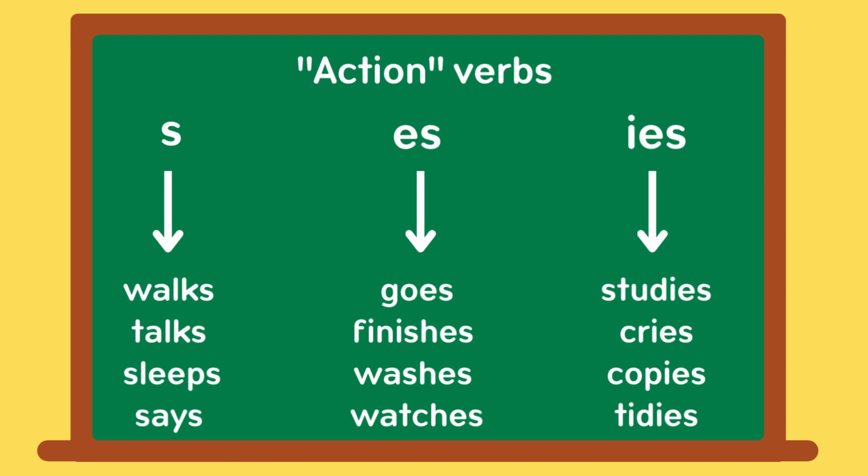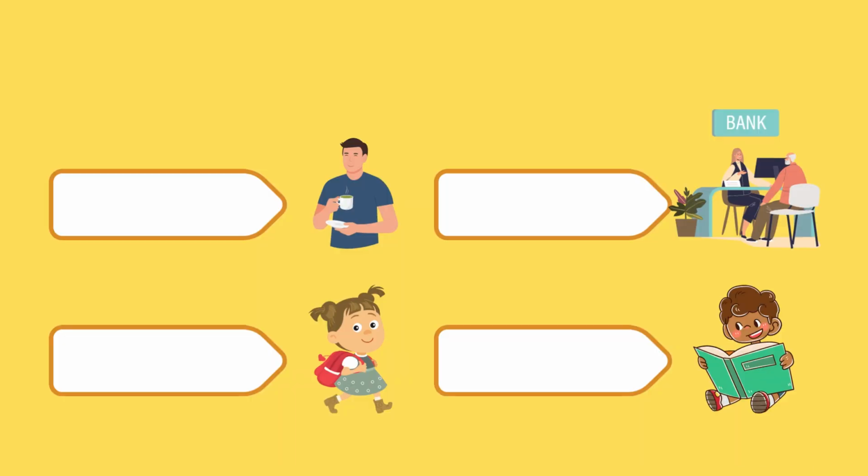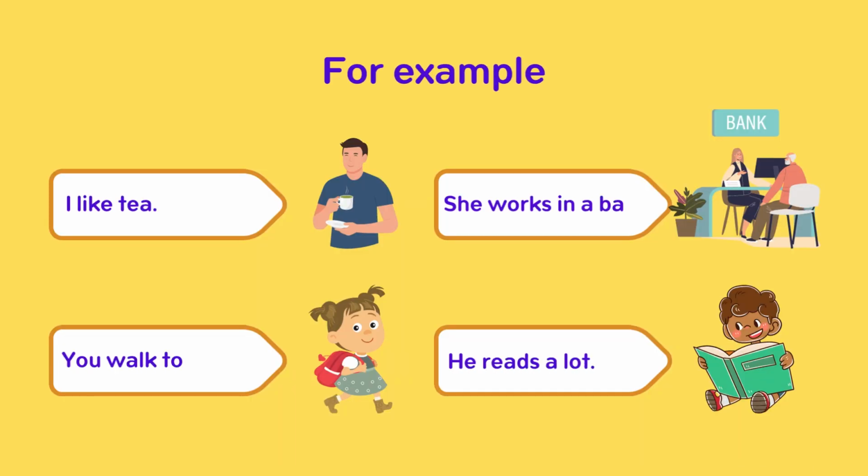And as you can see on the board, we have three groups. According to the last letter of the action verb, we can decide either like our first column, add S, or our second column, ES, or our third column, IES. Now let's look at some examples together.